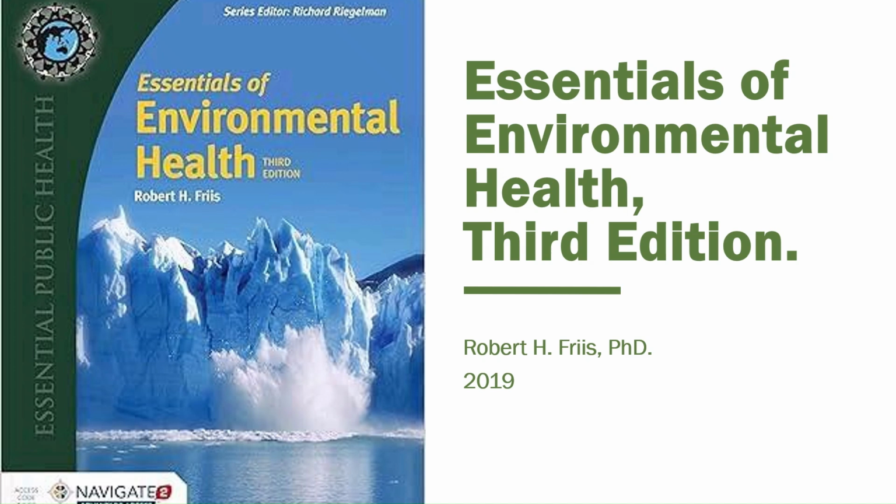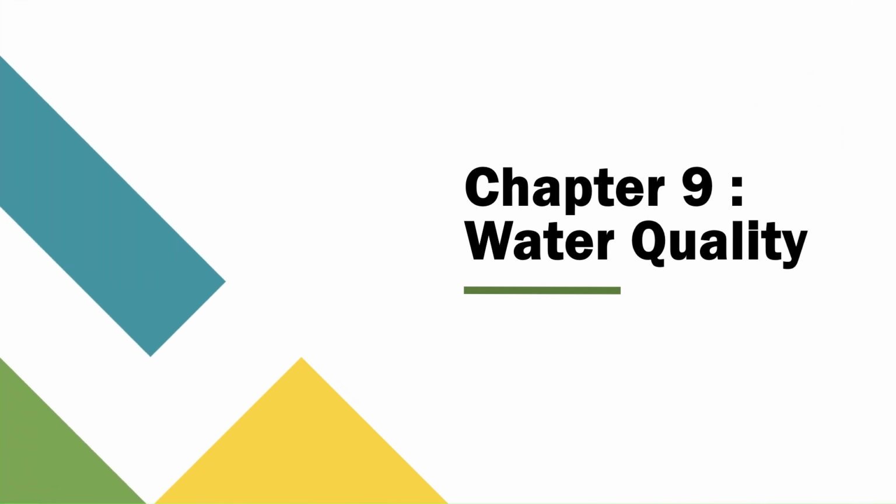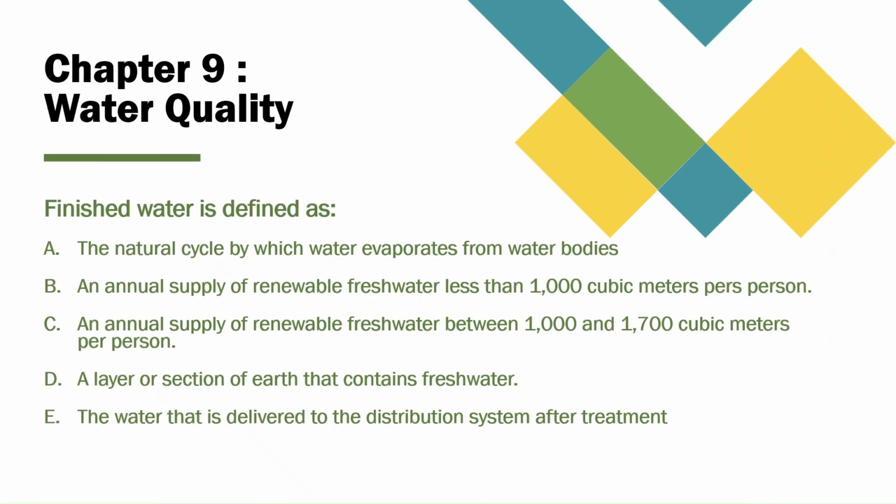Chapter 9. Water Quality. This chapter begins on page 211 in the textbook. Finished water is defined as A. The natural cycle by which water evaporates from water bodies. B. An annual supply of renewable freshwater less than 1,000 cubic meters per person. C. An annual supply of renewable freshwater between 1,000 and 1,700 cubic meters per person. D. A layer or section of earth that contains fresh water. Or E. The water that is delivered to the distribution system after treatment.